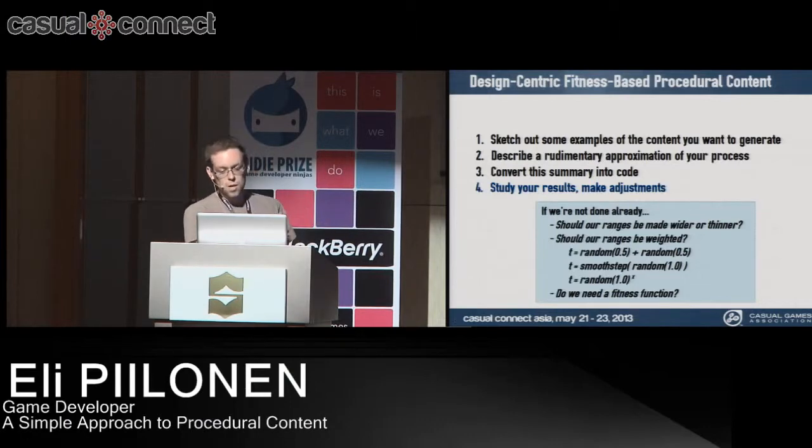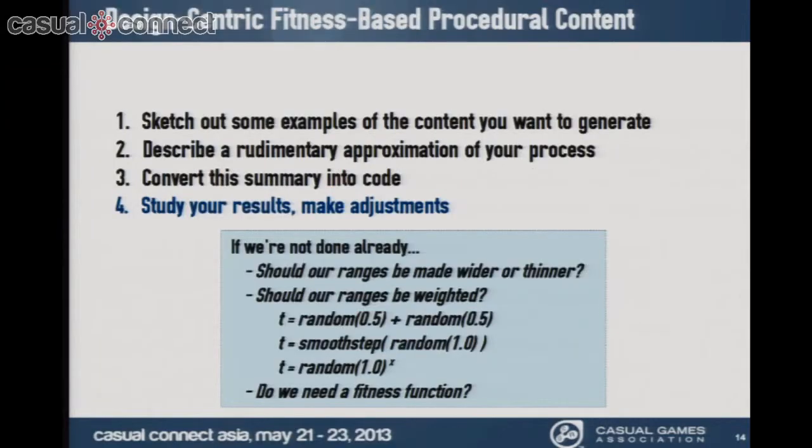Maybe our ranges could be bigger or smaller, and maybe we can weight them. So like when you roll 2 dice, you're more likely to get a 7 than you are to get a 1, or sorry, a 2.